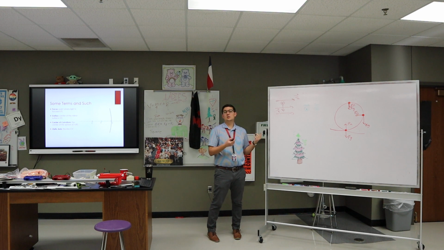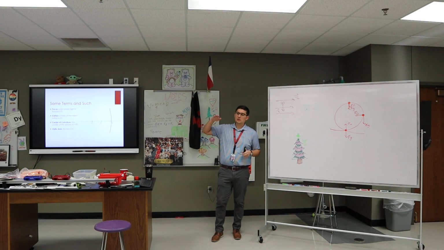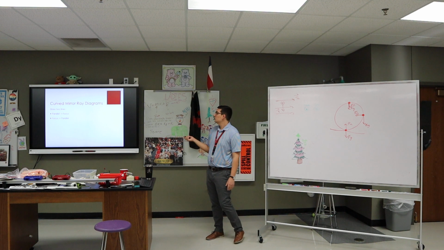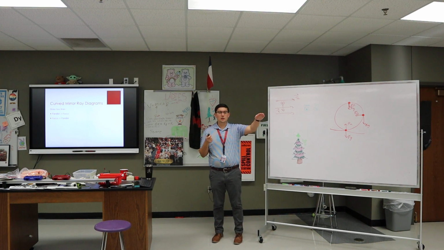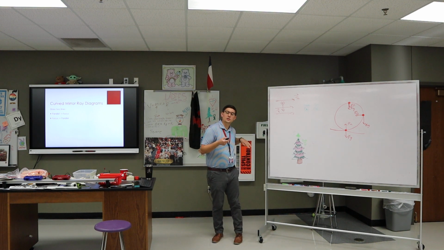So I'm going to take advantage of the fact that I know how a parallel light beam behaves, and I know how a light beam coming to the focus behaves. I'm going to use that to see where the image is formed. So I'm going to draw one line that's parallel and then bounces back through the focus, and one that goes through the focus and then bounces back parallel.